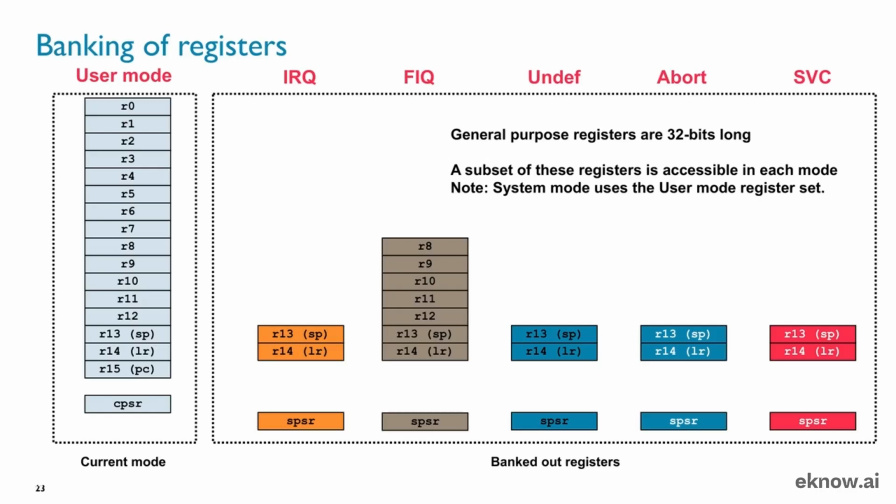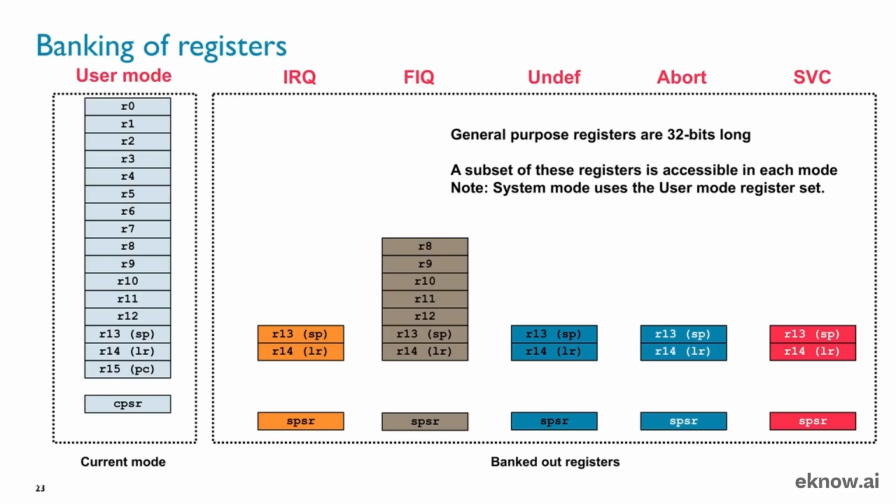Take a look at the columns for IRQ, undef, abort, and SVC. You can see they each have their own R13 SP and R14 LR. This means when the processor enters IRQ mode, for instance, it automatically switches to using a separate stack pointer and link register. This is incredibly efficient. The handler can immediately use its own stack and store its return address without corrupting the user's R13 and R14.